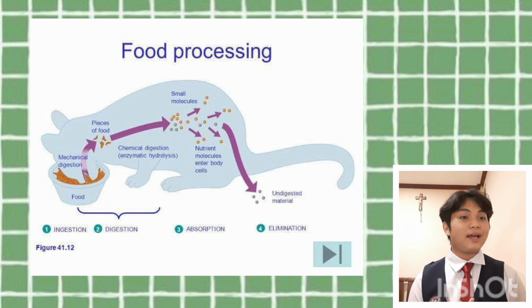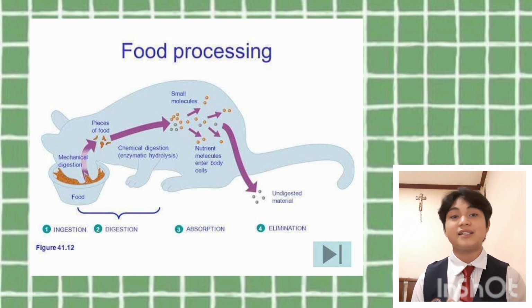There are various mechanisms by which animals process food. Food processing can be divided into 4 stages: ingestion, digestion, absorption, and elimination. The first stage, ingestion, is the act of eating. Foods can be acquired in both liquid and solid forms. The strategies for extracting food may also vary among animals.